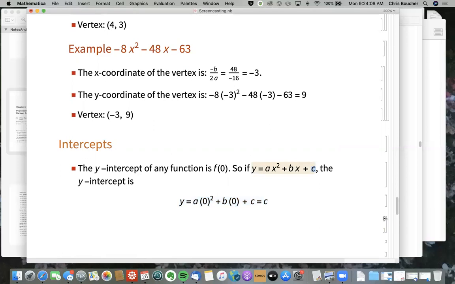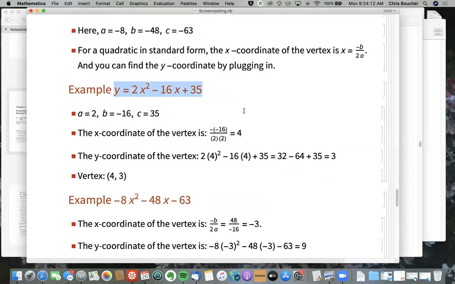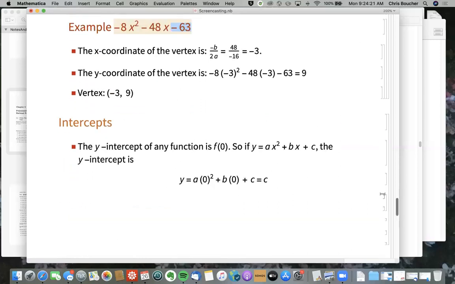So in this specific case, you can kind of see the y-intercept. It's just the constant term. So for example, for this one, the y-intercept is the point 0, 35. There's the constant term. For this one, the y-intercept is 0, negative 63. Y-intercepts are not that difficult. Okay.